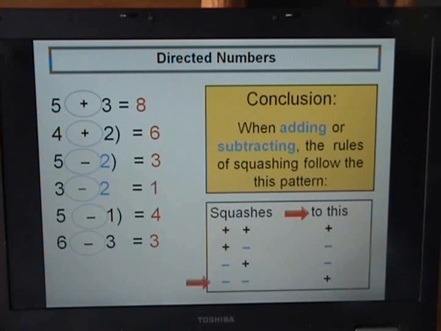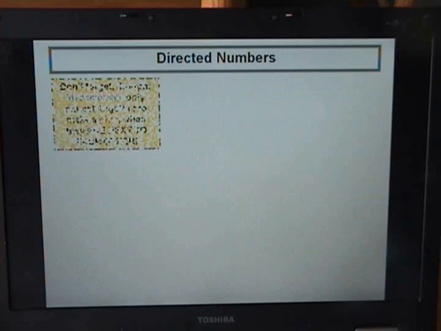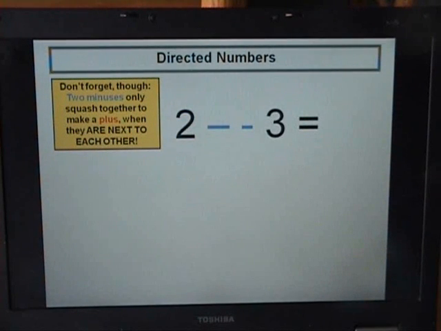And to complete the pattern, I have two negatives next to each other, or a minus followed by a negative. I can squash those together to give me a positive, and the answer to 5 take away negative 3 is going to be 8. Similarly, 2 take away negative 3. I can squash the two minuses together, which turns into a positive. Got to be 5. So, looking at a problem like that, I can see a minus followed by a negative, squash them together, it turns into a positive or a plus, the answer must be 5.